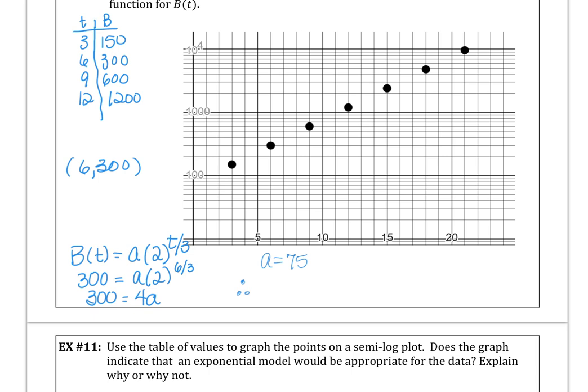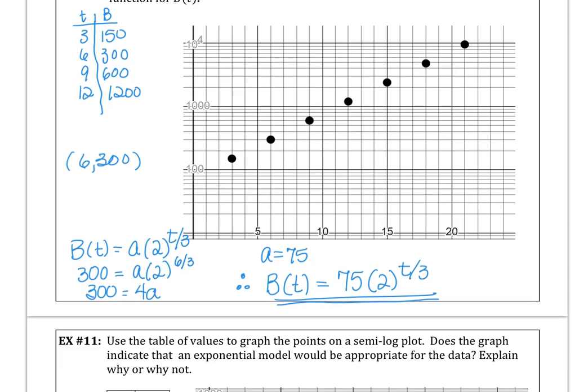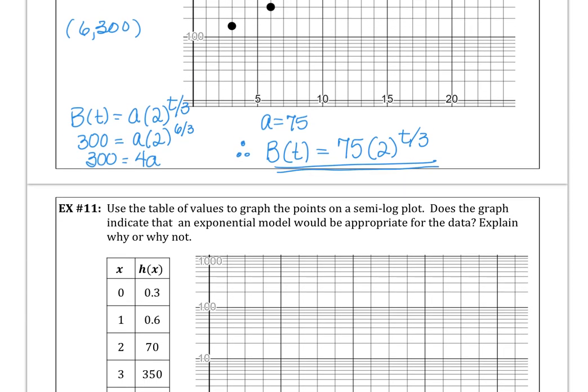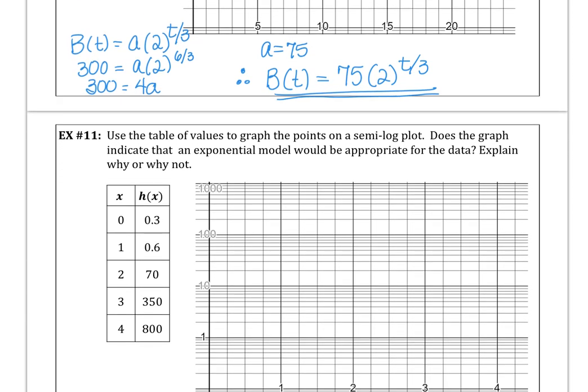Therefore, we know a and we know the base. The b of t is 75, that's our initial amount, times base 2 to the t over 3 power. So we used the data in the graph to make a table and solve for the unknowns using that table.